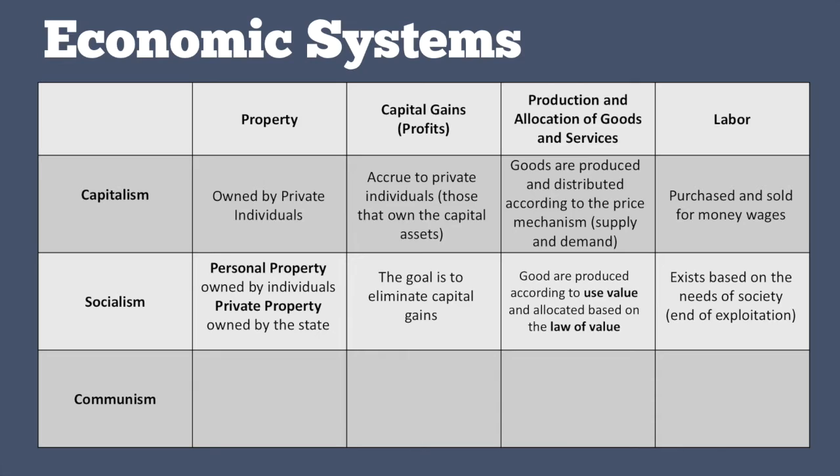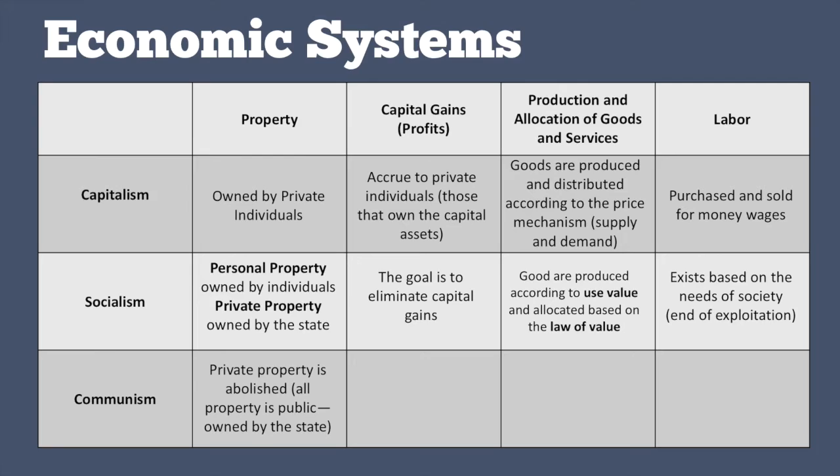Now let's fill in the boxes here for communism. Private property is abolished. All property is owned by the state. So we no longer have two types of property here in a communistic system. Now, all property is abolished. Everything is owned by the state, being all of us equally. So there's no personal property, there's no public property, right? All property is owned by the state.